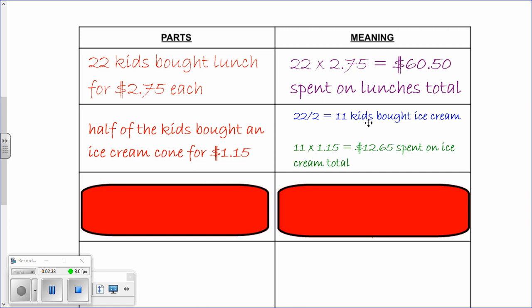Now that I know that 11 kids bought ice cream, I'm going to take that number 11 and multiply it by $1.15 because that's the cost of each ice cream cone. And when I did that, I found out that there was $12.65 spent on ice cream alone by those kids in the class. So right now, after steps 1 and 2, I know that the class spent $60.50 on lunch and $12.65 spent on ice cream.